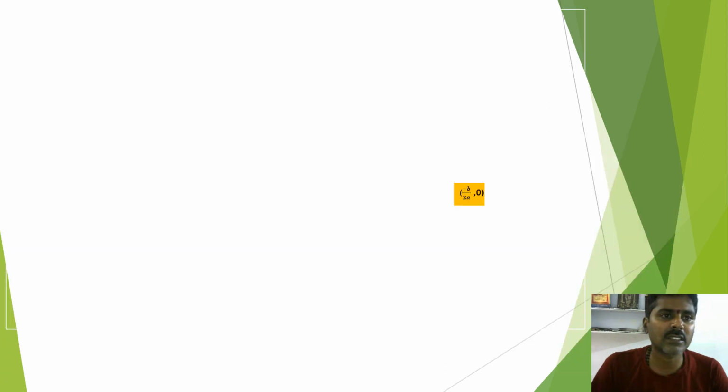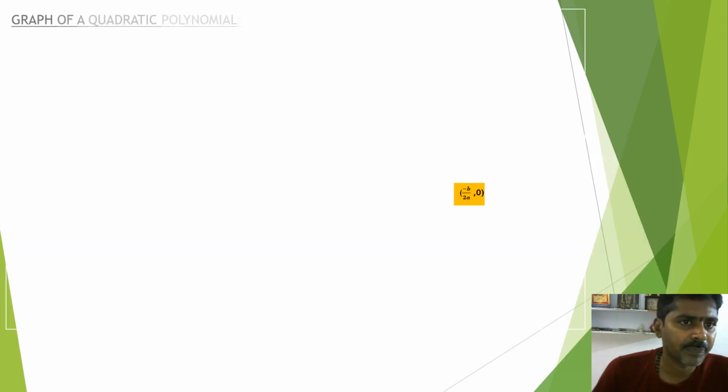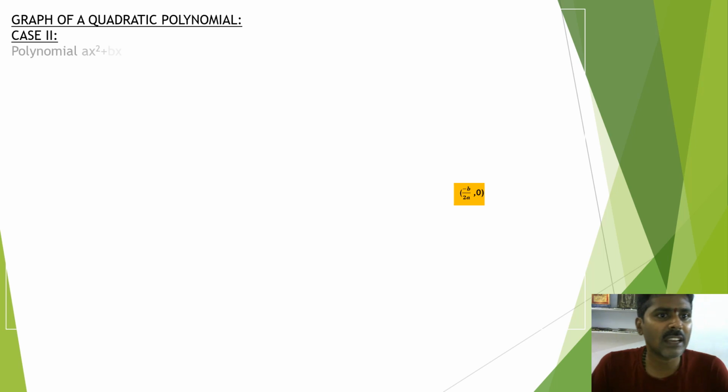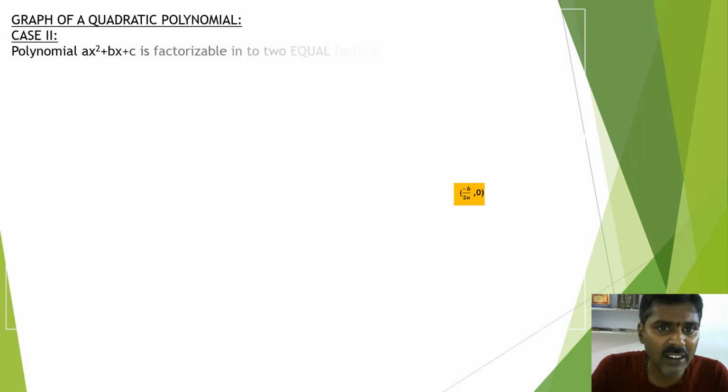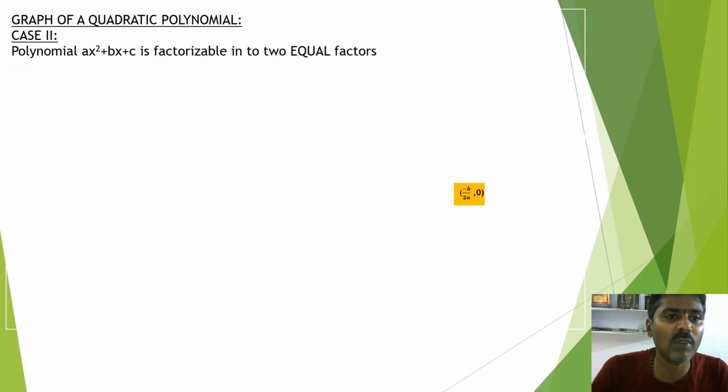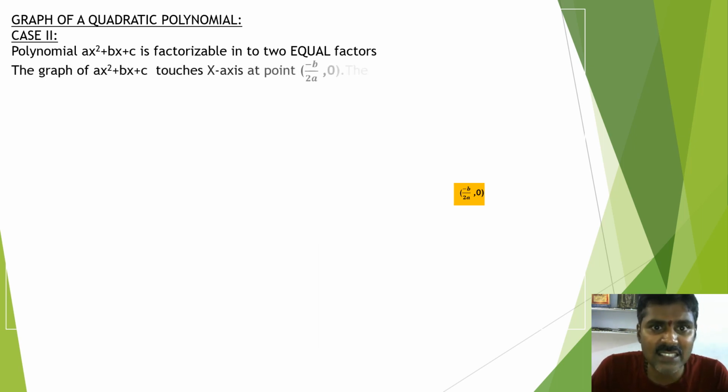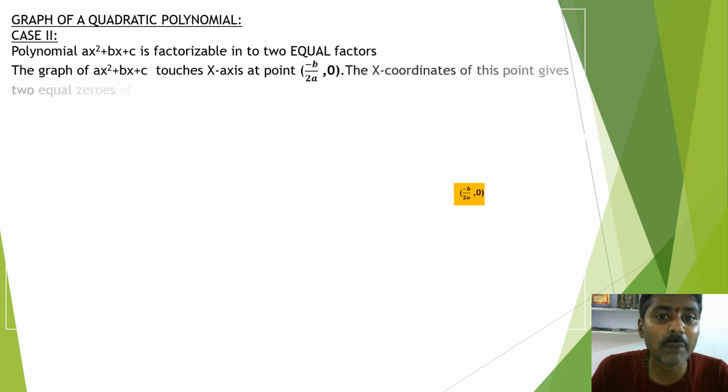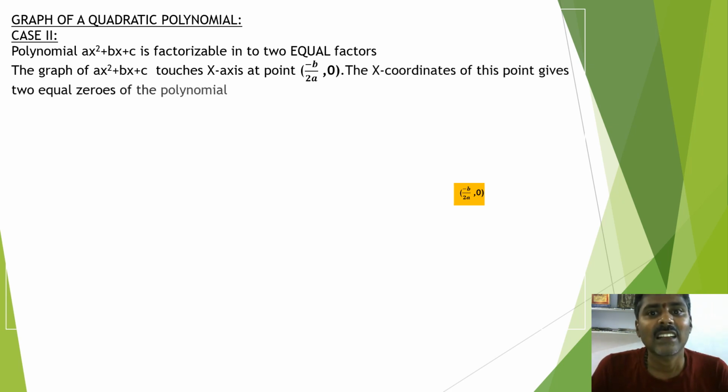And if you go on to the second case of the graph of a quadratic polynomial, case 2, you will get ax square plus bx plus c factorizable into two equal factors. Previously different factors and now equal factors. Then the graph of the parabola touches the x-axis at only one point, that is minus b by 2a itself. And the x coordinate of this point gives us the two equal zeros of the polynomial. We already mentioned that at most 2 means either 2 or less than 2. So here I will get only one zero which is equal for both.